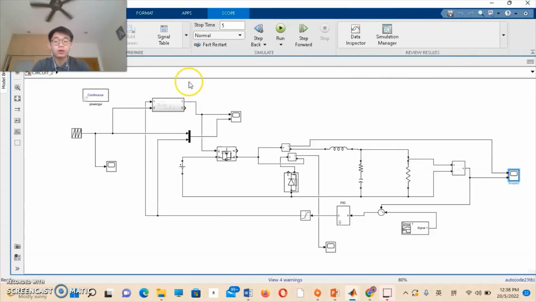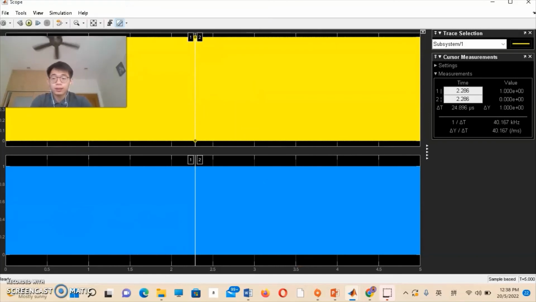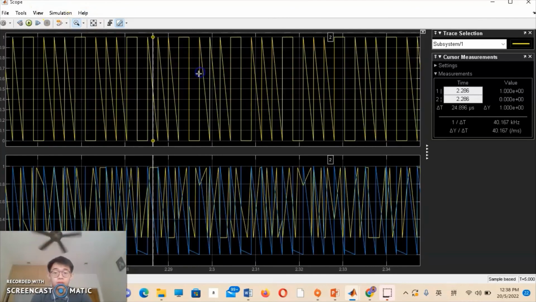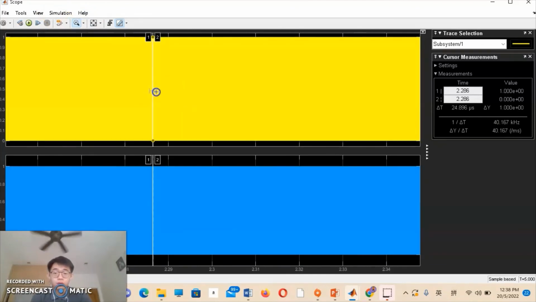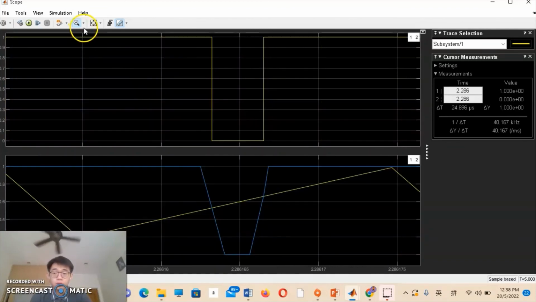Okay, next we're going to have a look at the gate signal for the SMPS controller. Okay, so here will be something like that, and we have to zoom in on the waveform to have a clearer look.